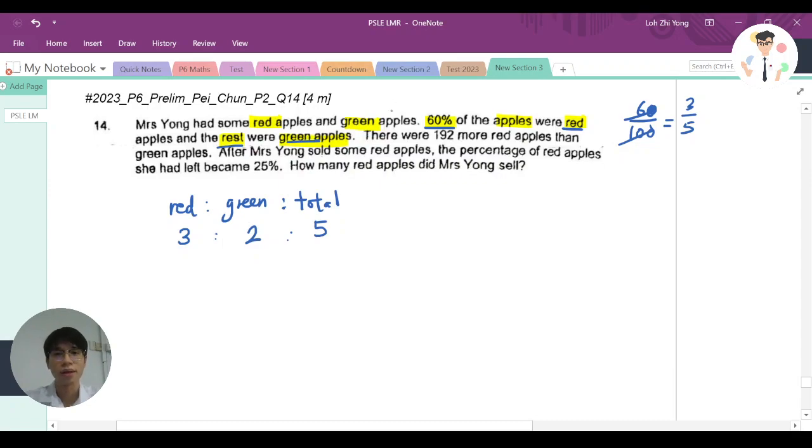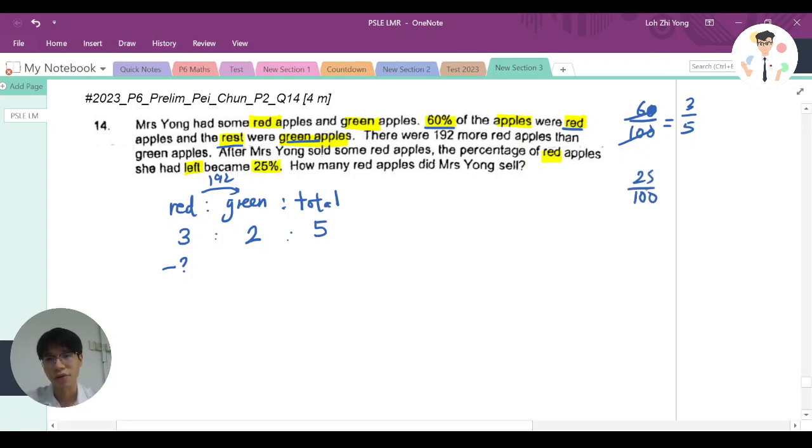Clear? Okay. Now, there were 192 more red apples than green apples. I know that red is 192 more than green at first. But I can't straight away say that 1 unit is equal to 192. We must read through the question first. After Mrs. Yong sold some red apples, now I minus something here, but what is it? I don't know. Put a question mark. The percentage of the red apples left had become 25%. So again, 25%.